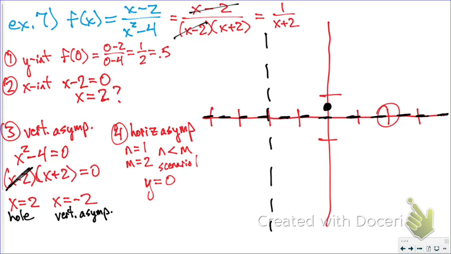All right, almost done. Let's make a table. Pick a few values. I'm going to pick -4, -3, because those are left of the vertical asymptote. I'm going to pick -1 and +1 because those are right of the vertical asymptote, and type it into the calculator.